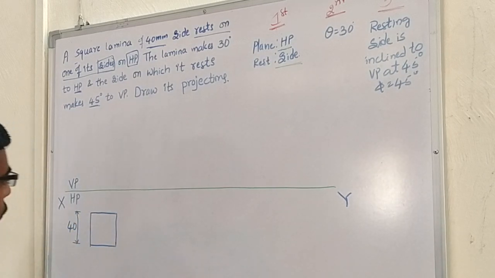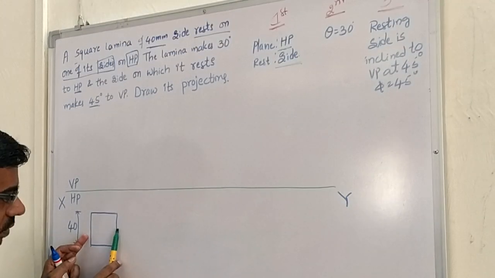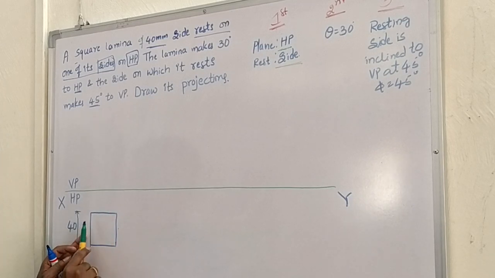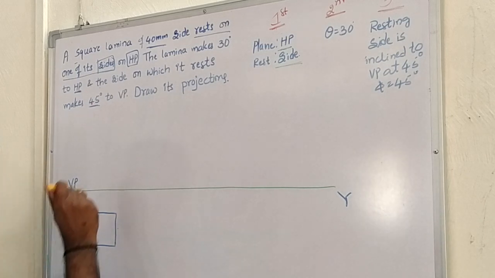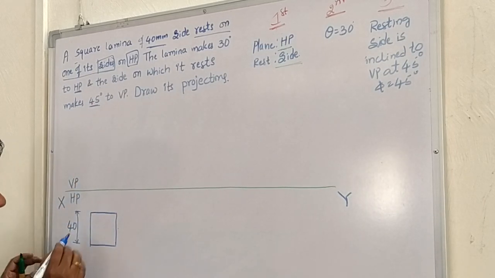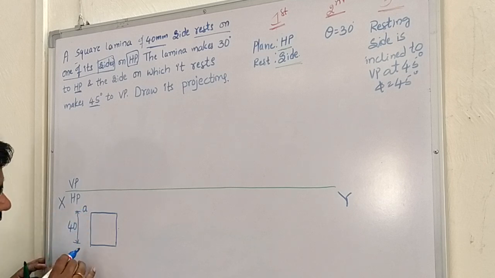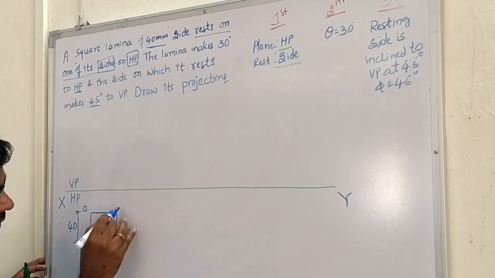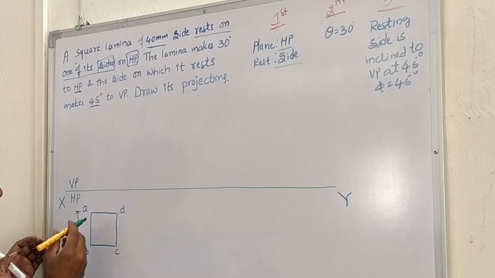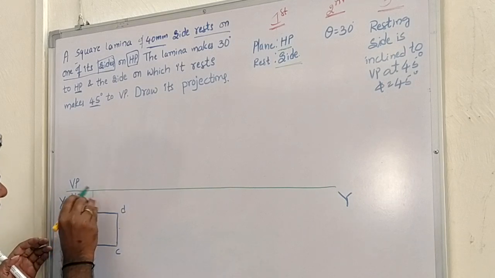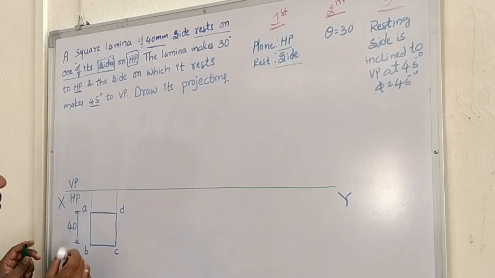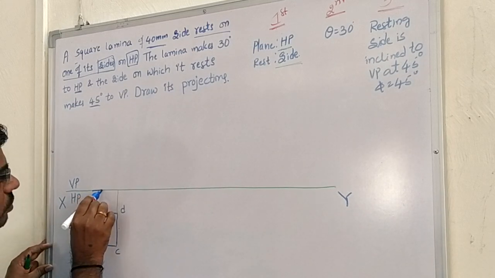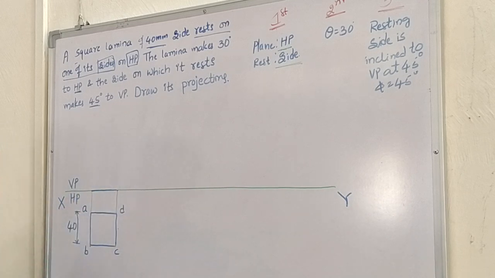Here we should know that resting on side is given. Both sides are there. Which side will we consider? Our left side. This side is the resting side. I will give names. Since it is a top view, I will give only small letters a, b, c, d. Then project this upward, and project this also upward to meet the XY line. Then just join this.